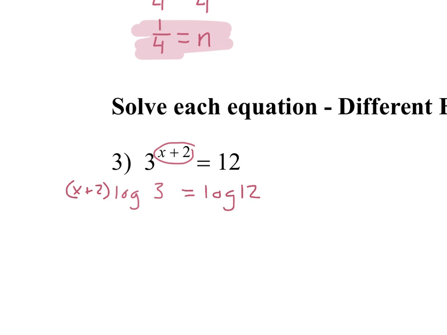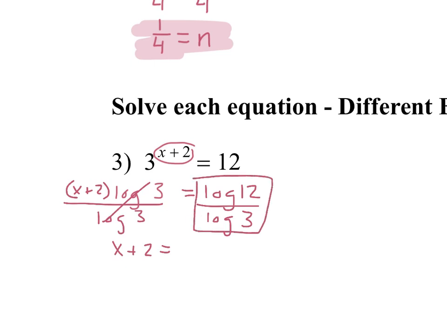Now our goal is to get x all by itself, so I'm going to divide both sides by the log of 3. So it'll cancel out on the left side, so I get x plus 2 is equal to the log of 12 divided by the log of 3, so I need to put this into the calculator. So make sure you guys know how to put the log of 12 and the log of 3 in your calculator for the quiz coming up.